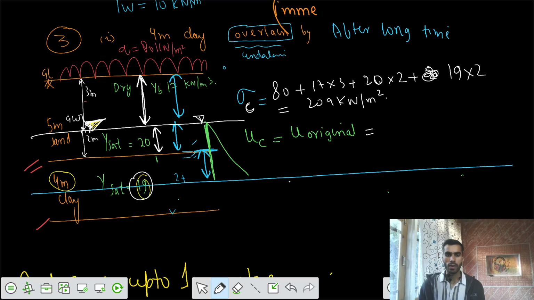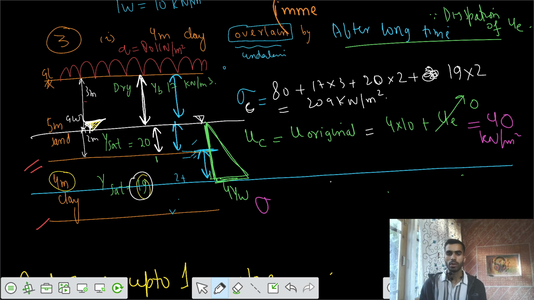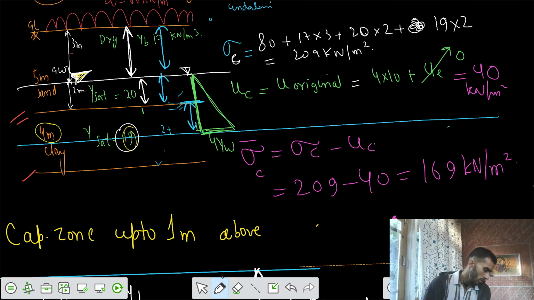So at this location we have hydrostatic pore water pressure only. So we can write this is 4 gamma W, that's 4 into 10, plus U excess. Your excess pore water pressure is 0 after a long time, because of dissipation of excess pore water pressure. So finally, the same value as the original value, 40 kilonewton per meter square. That means your effective stress would be sigma C minus U C at the center of the clay. So that's 209 minus 40, that's 169 kilonewton per meter square.